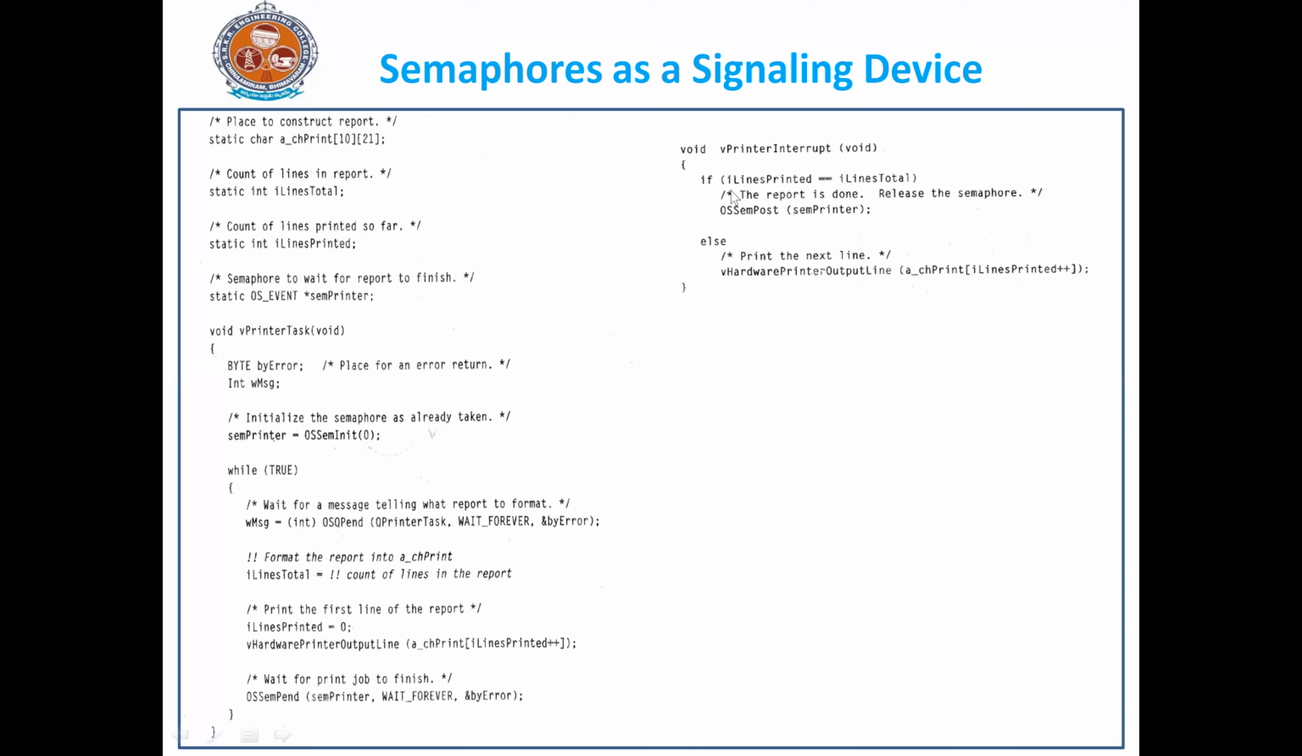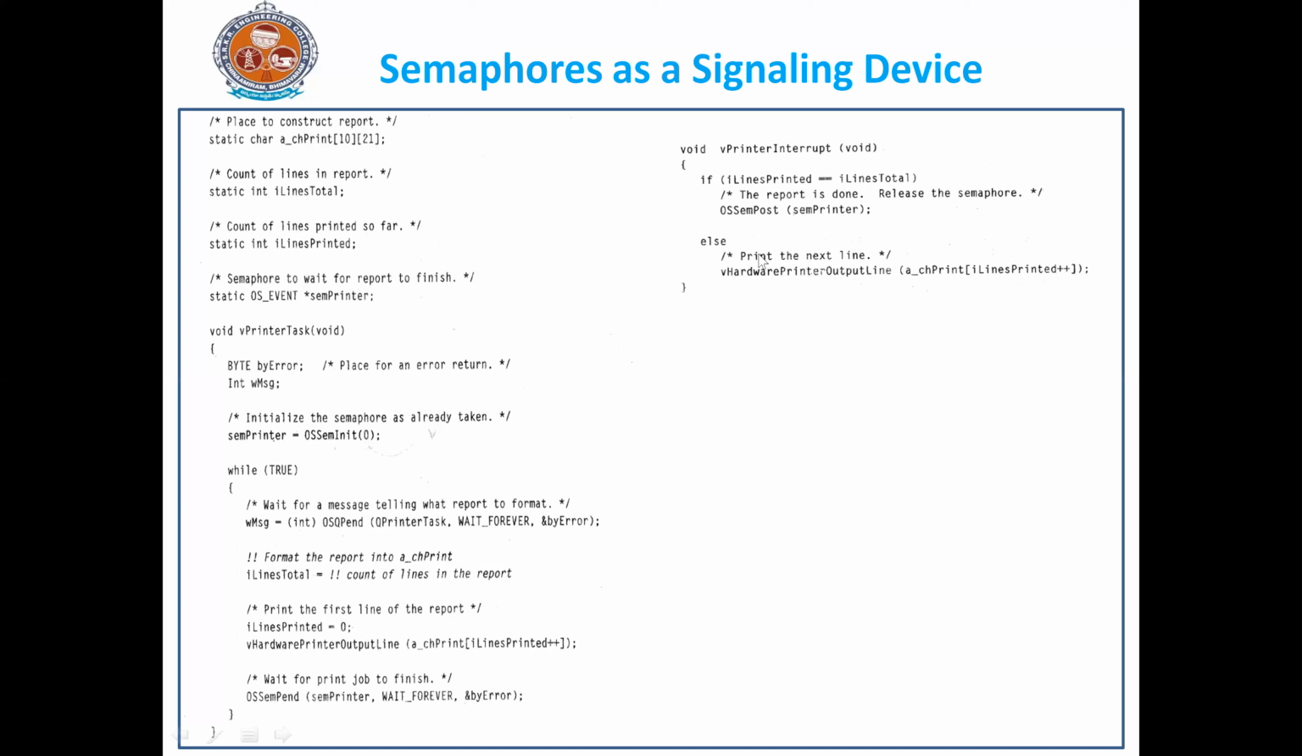If the lines printed is equal to the total number of lines, the report is done. Suppose you need to print 10 lines. If all 10 lines have been printed, this value will be 10 and this value will also be 10, so you can release the semaphore. This is the instruction to release the semaphore.